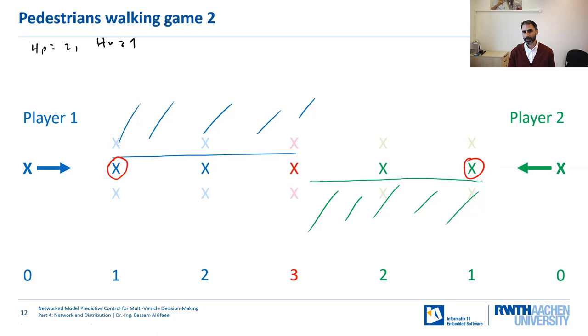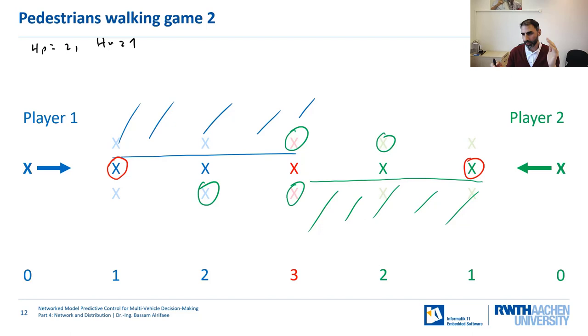So now let us look at the predictions. The prediction of player number one is this. The prediction of player number two is this. And they see a problem in the prediction, right? And now, they are allowed to change in the control horizon, which means that player number one, so this is the solution of player number one, right? And here, this is the solution of player number two. So now we have solutions for both, and both can now move.